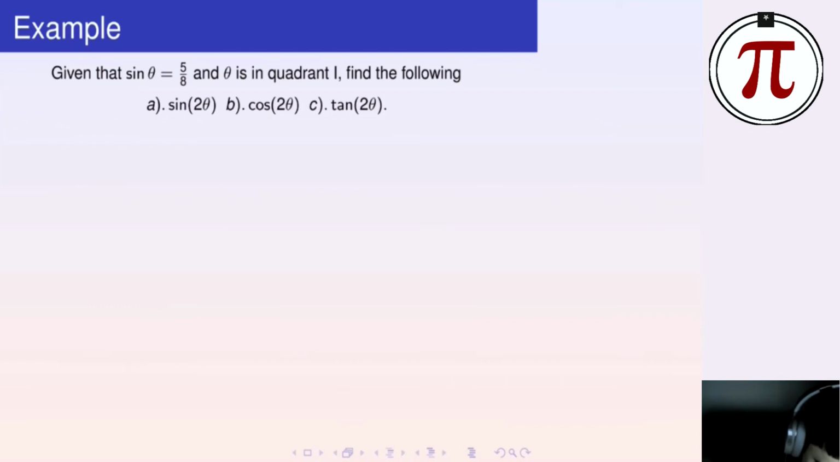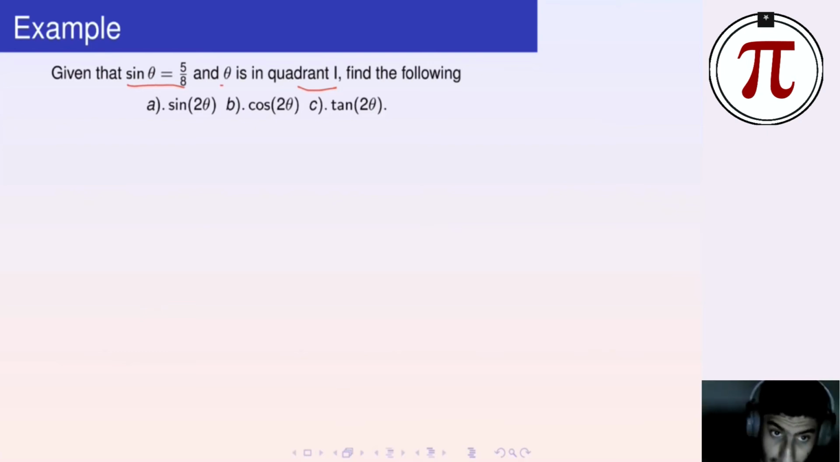Given that sin theta equals 5 over 8 and theta is in quadrant 1, find the following: sin 2 theta, cos 2 theta, tan 2 theta. Okay, very good. All right, thank you. Now, this one is similar, right? Given sine and theta in quadrant 1, you have to find cosine theta and tangent theta, right? And then basically everything else will be similar.